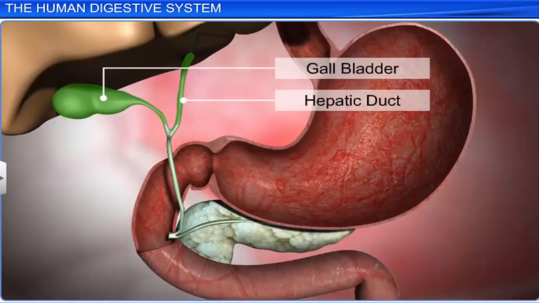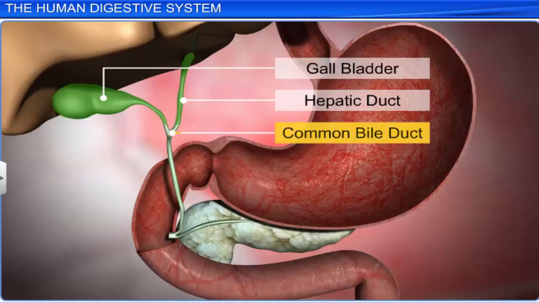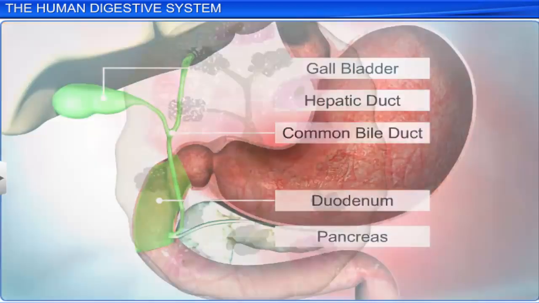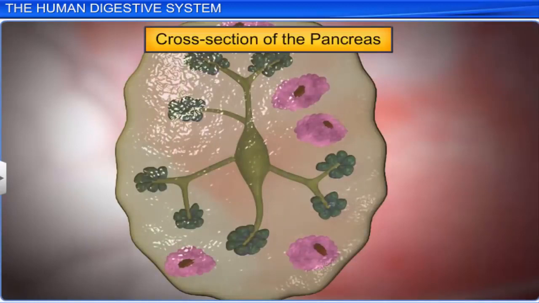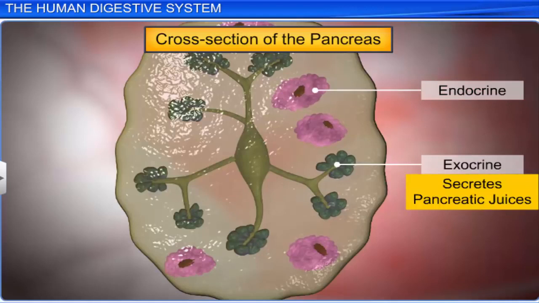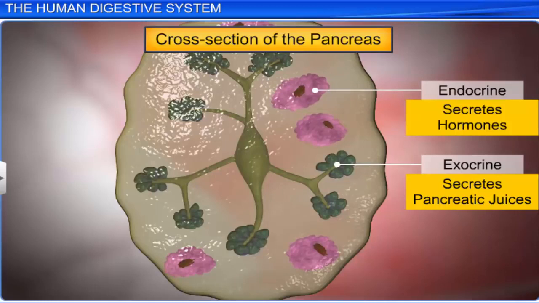A duct emerging from the gallbladder, along with the hepatic duct from the liver, forms the common bile duct, whose main function is to conduct the bile stored in the gallbladder into the duodenum. Apart from the liver, the digestive glands also include the pancreas. Situated in the duodenum, the pancreas is a compound and elongated organ consisting of exocrine and endocrine parts. While the exocrine portion secretes an alkaline pancreatic juice containing enzymes, the endocrine portion secretes hormones such as insulin and glucagon.